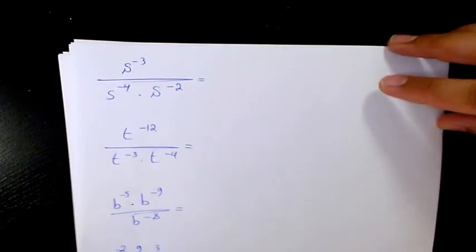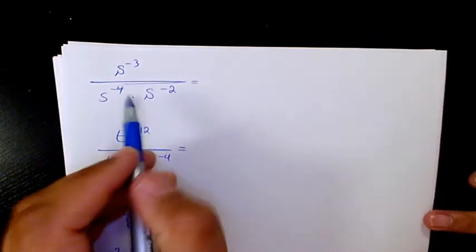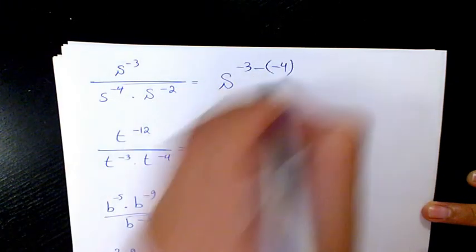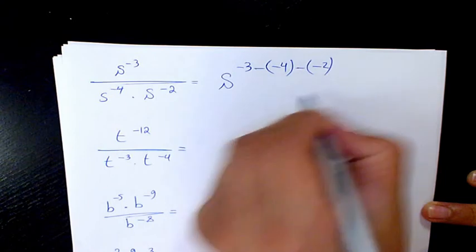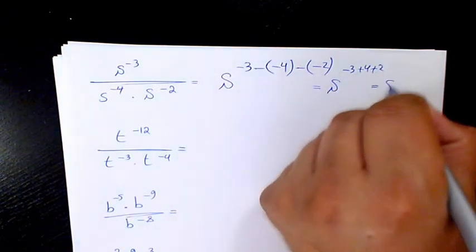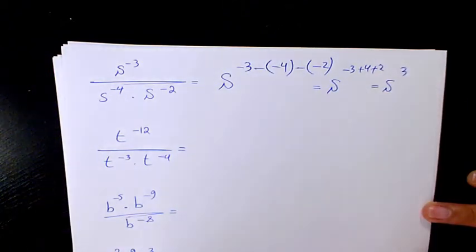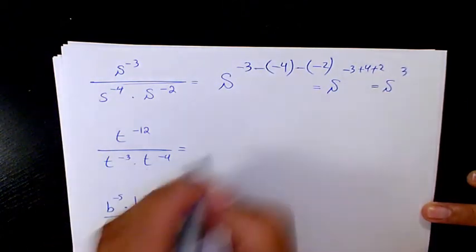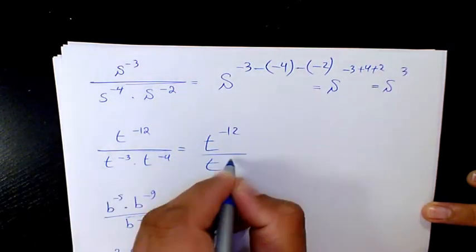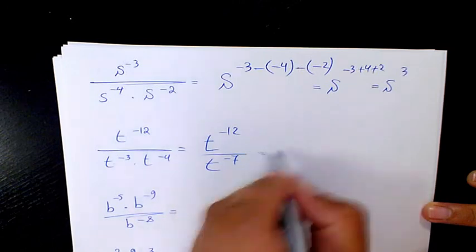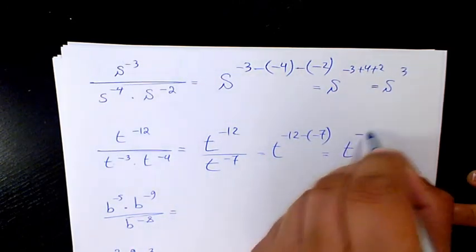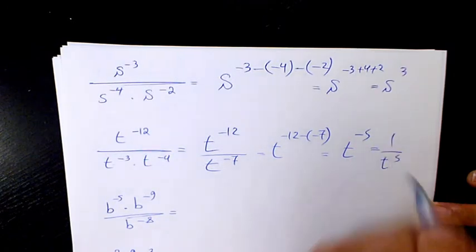Next example. S to the power of negative 3 minus negative 4 minus negative 2. So it's going to be s to the power of negative 3 plus 4 plus 2. It's going to be s to the power of 3. Here, t to the power of negative 12, the denominator is going to be t to the power of negative 7. When you divide them, it's going to be t to the power of negative 12 minus negative 7. It's going to be t to the power of negative 5, or 1 over t to the power of 5.